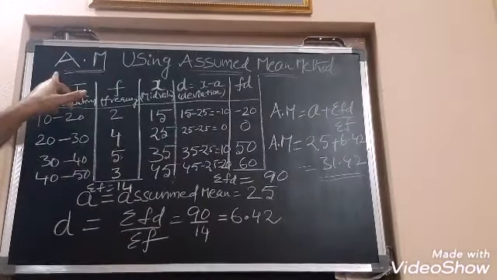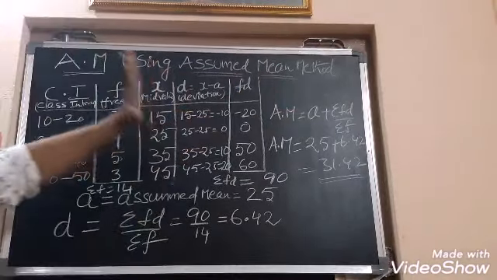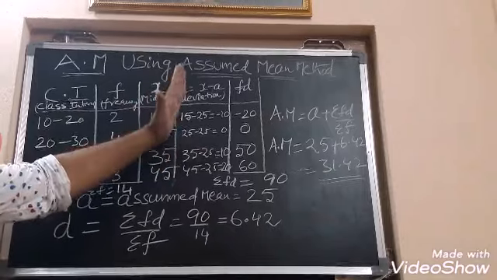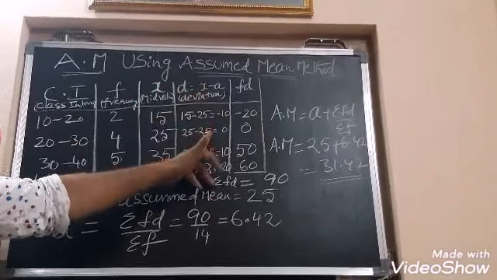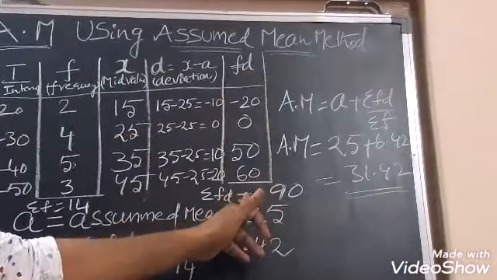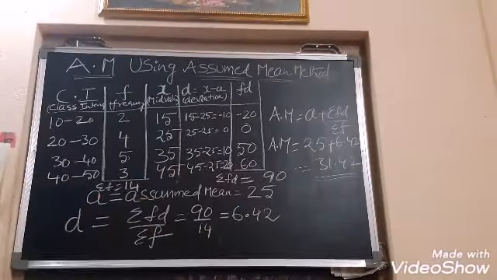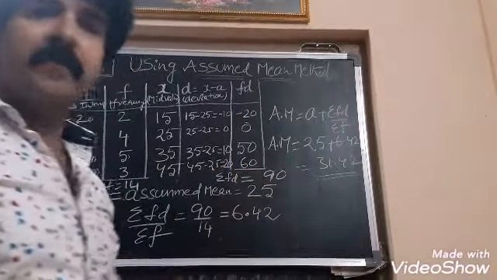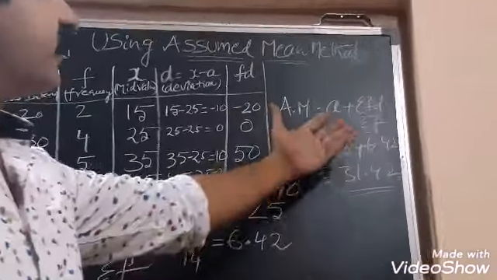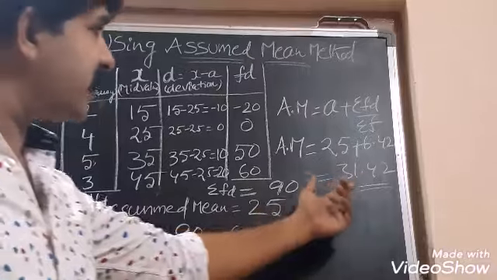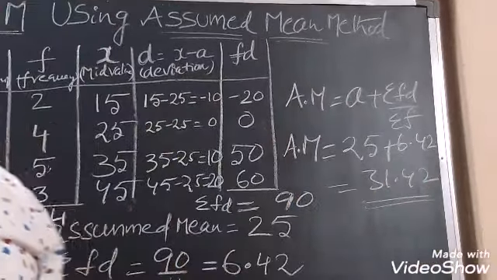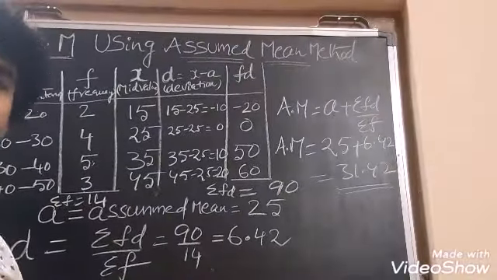So using the assumed mean method means you have to assume a mean and subtract it from the mid value, and sigma FD is found. Sigma FD by sigma F is equal to the deviation. If the deviation is positive, we add it to the assumed mean. If the deviation is negative, we deduct it from the assumed mean. Whatever value comes, that is the arithmetic mean. Hope it is understood very clearly.